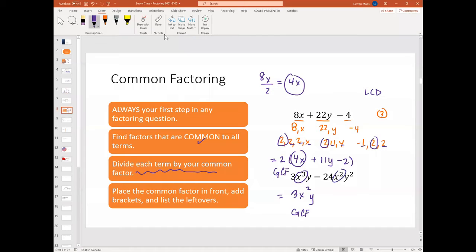So if I'm thinking of these two terms in terms of how many x's they have, well, we have 3 in the first one and 2 in the second one. I can't remove more than I've got. So x squared is the largest number of x's I can remove, is the greatest common factor.